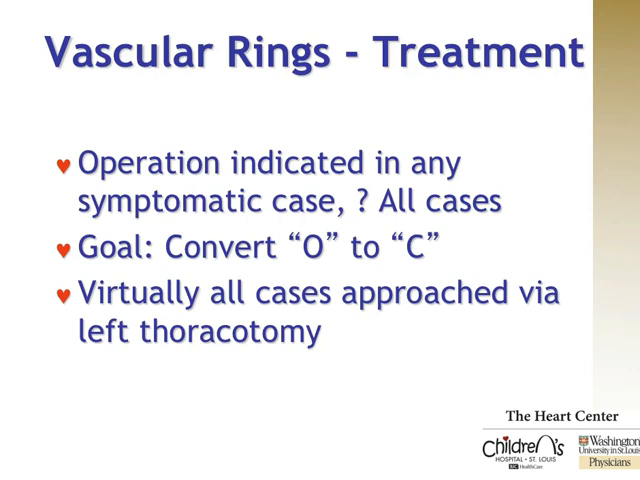And again, the goal is to convert an O to a C. You've got to break the ring someplace to allow for expansion, at least out to one side. And virtually all cases of vascular rings are going to be approached through a left thoracotomy. That's just a consequence of the fact that virtually all vascular rings have a dominant right arch, even if it's a double aortic arch. And so what you're going to divide is going to be whatever's on the non-dominant side, be it a ligamentum or a hypoplastic arch, and that's virtually always going to be via left thoracotomy.